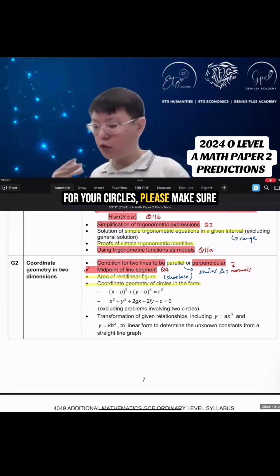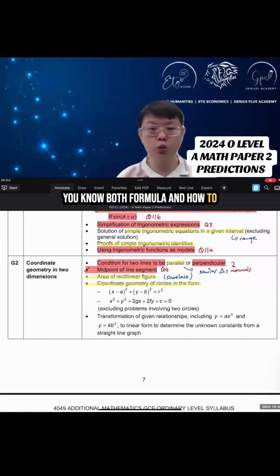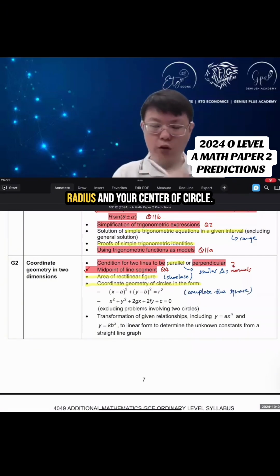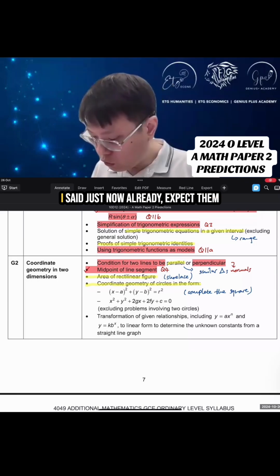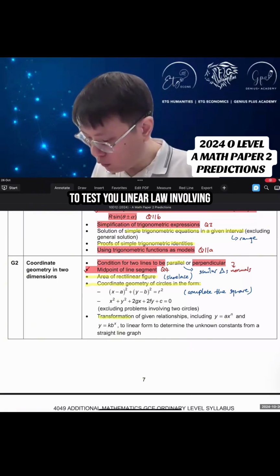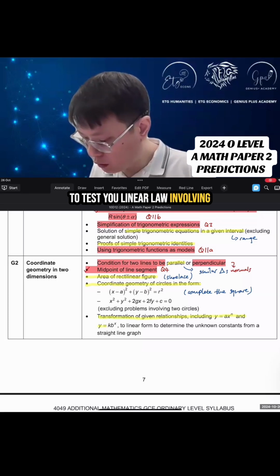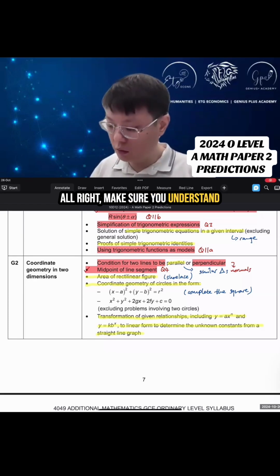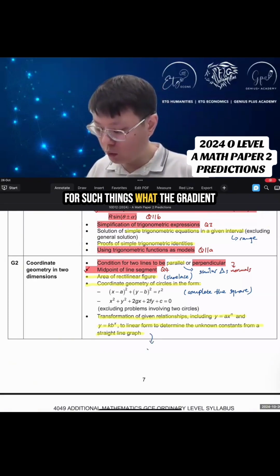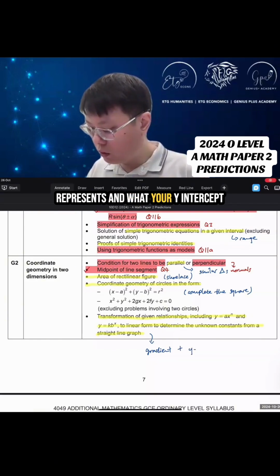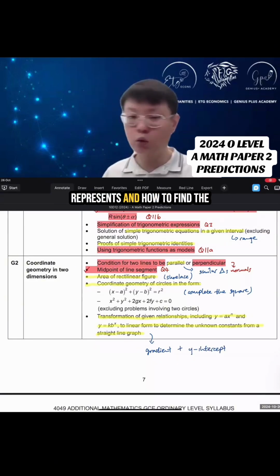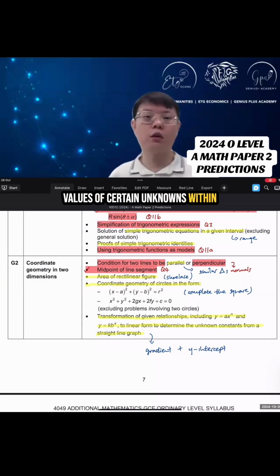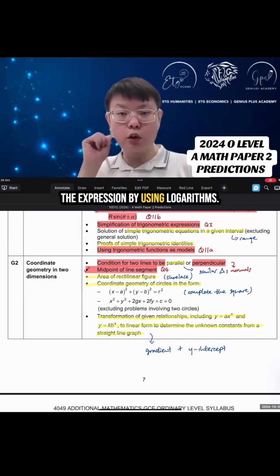For your circles, please make sure you know both formula and how to complete the square to find your radius and your center of circle. I said just now already, expect them to test you linear law involving exponential and log equations. Make sure you understand for such things what the gradient represents and what your y-intercept represents, and how to find the values of certain unknowns within the expression by using logarithms.